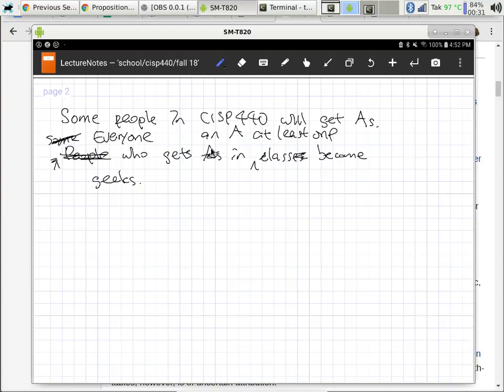So now the theorem that we want to prove is, someone who got an A in cisp440 is a geek. So if this is the theorem, can we prove the theorem based on the statements? Yep. So the second statement, everyone who gets an A in at least one class becomes a geek.